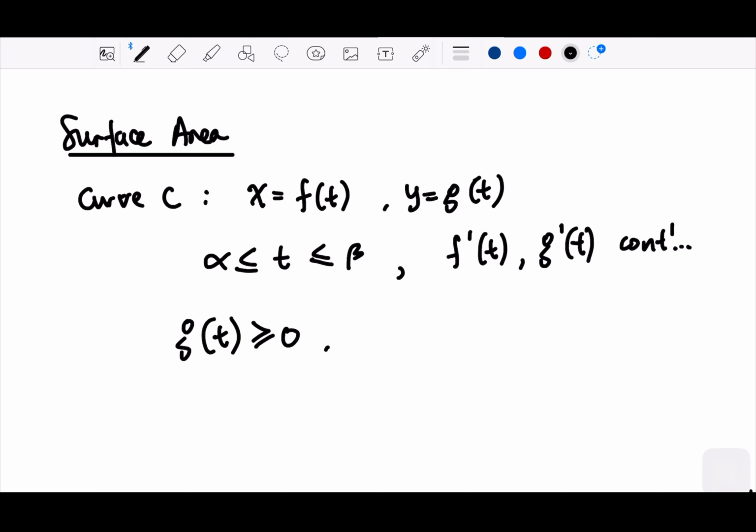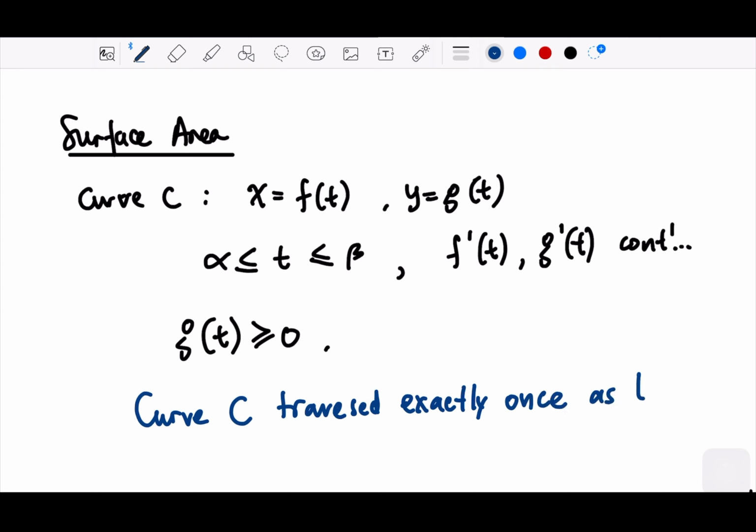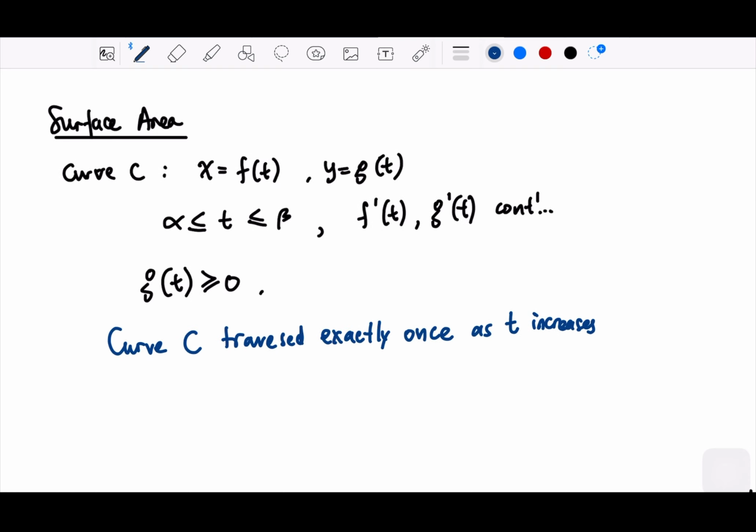And then what we need to make sure is, let me write here, the curve C traverses or moves exactly once as t increases. Okay, this is the important one. Increases from alpha to beta. So I will underline this with red color.